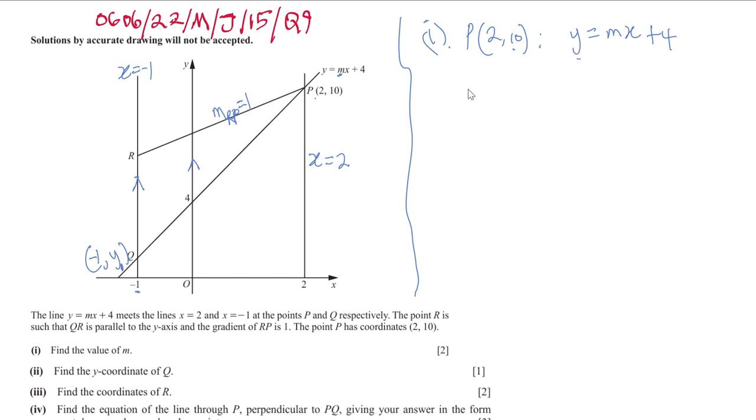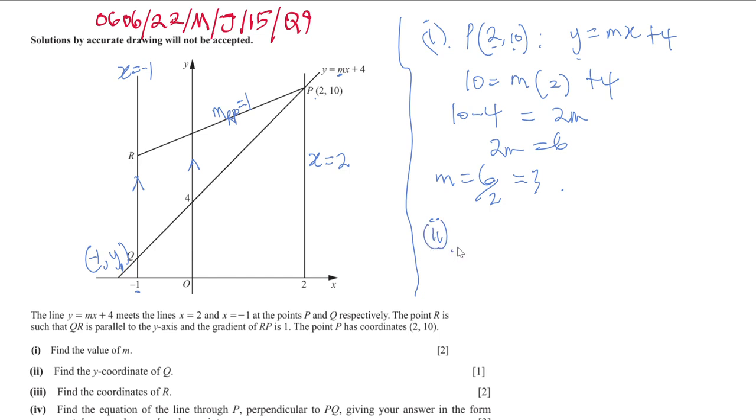The y value is 10 and the x value is 2. So we get 2m equals 6. Dividing both sides by 2, the value of m is 3. That's the first question. The next question says, find the y coordinate of Q.